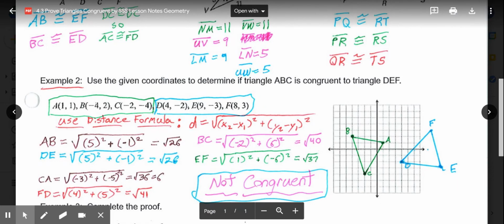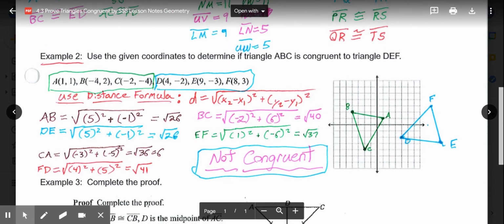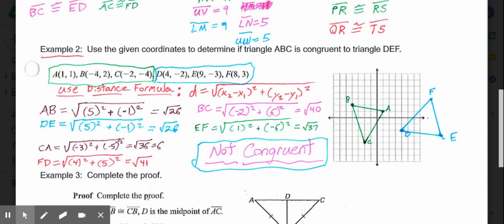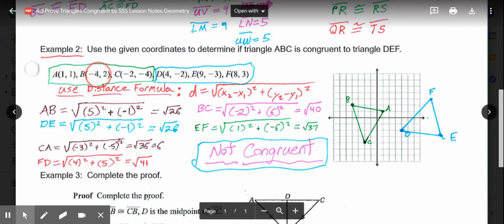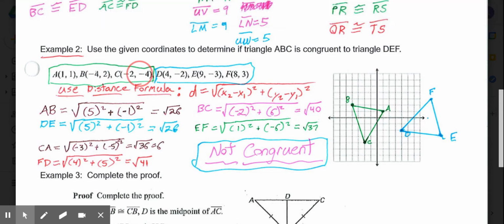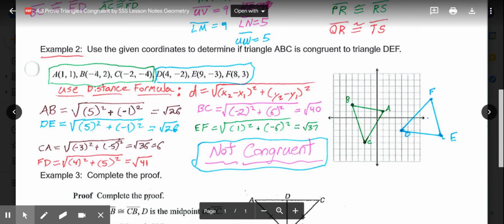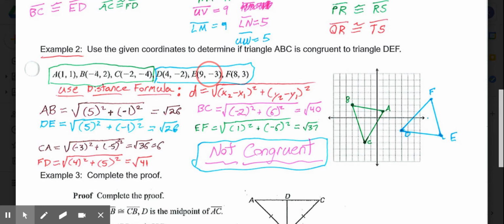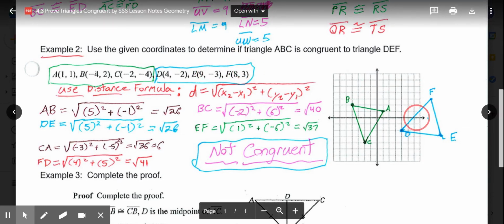Then we get to the example 2 part, where it's asking, based on the coordinates, can we determine if triangle ABC is congruent to DEF? So they gave us the coordinates for triangle ABC at (1, 1), (-4, 2), (-2, -4). So I graphed that and drew triangle ABC. Then DEF was at (4, -2), (9, -3), and (8, 3), so roughly in this area. Now, how do we figure out the length of the sides when we weren't given anything other than coordinates?